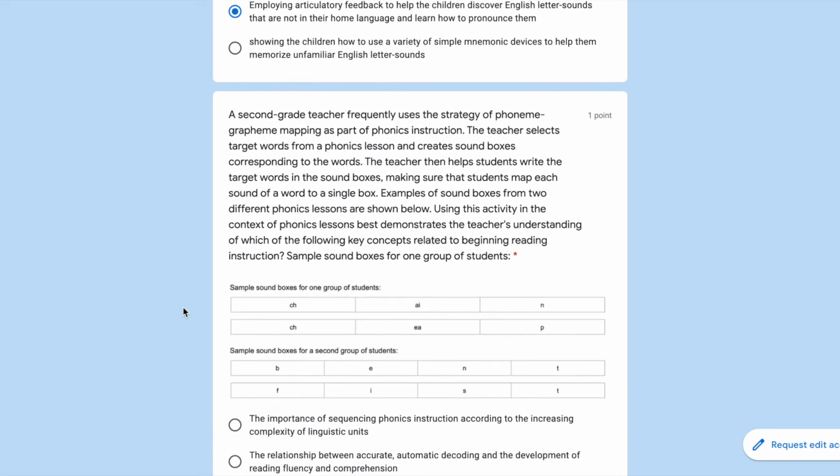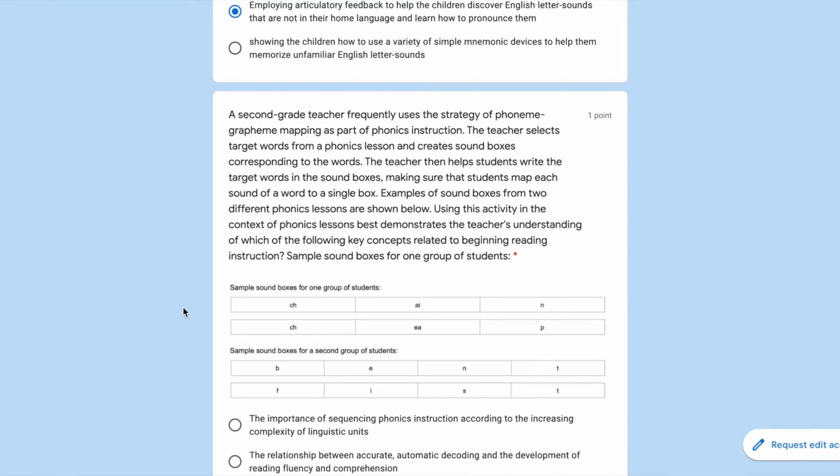A second grade teacher frequently uses the strategy of phoneme-to-grapheme mapping as part of phonics instruction, which is great. The teacher selects target words from a phonics lesson and creates sound boxes corresponding to the words. The teacher then helps students write the target words in sound boxes, making sure that students map each sound of a word to a single box.